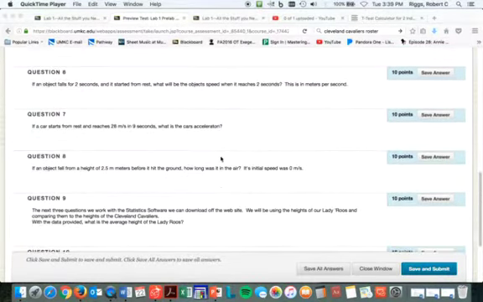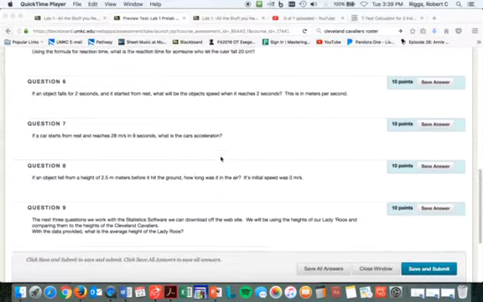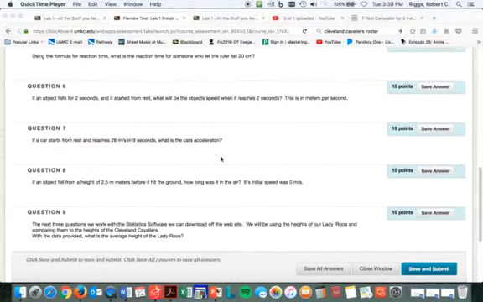Okay, so let's take a look at question 6 here. It says, if an object falls for 2 seconds and it started from rest, what will be the object's speed when it reaches 2 seconds? This is in meters per second. And then we'll do question 5 at the very end because I'm going to rearrange. I've got to remember question 5 to 11.